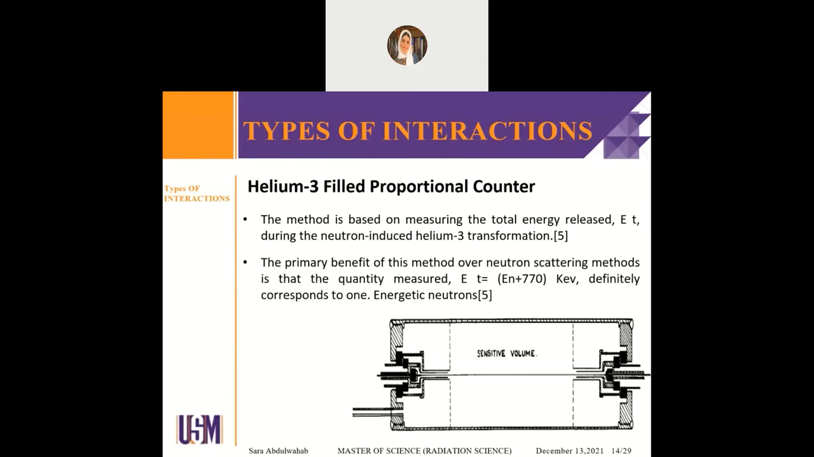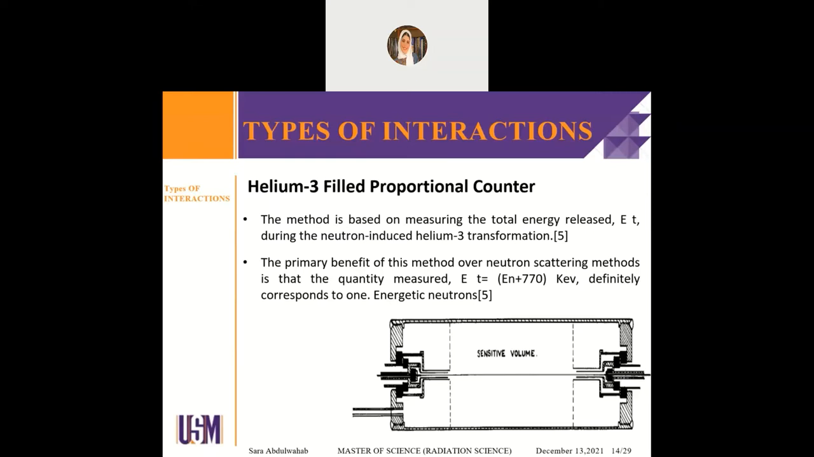As you can see here, this is a very simple representation of the proportional counter. We have here at the center the sensitive volume, which represents the detection medium, which is the helium here. This type of detector is basically based on the absorption mechanism. It's only an example. I'm not going to talk in detail because we already mentioned that.